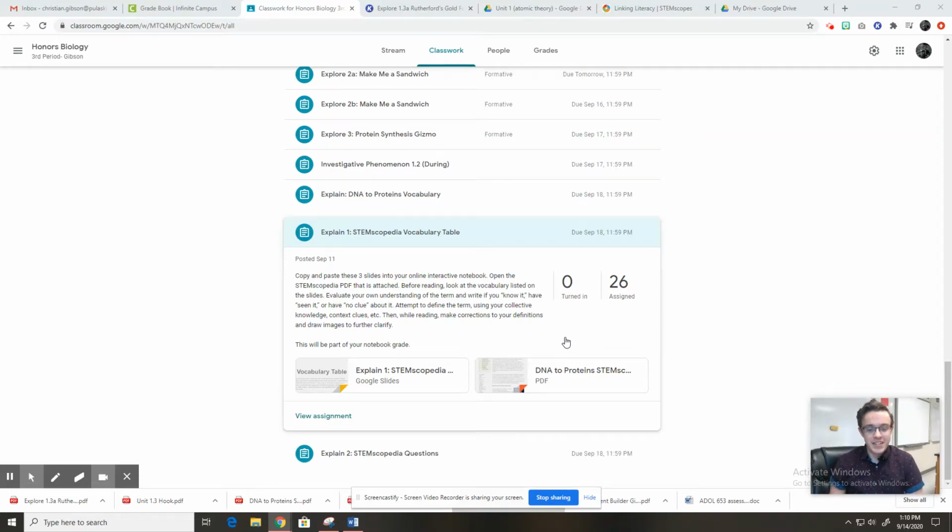So for today, you guys are doing the explain activities for the DNA to protein section of this unit. What this means is we are nearing the end of Unit 1. So you will have a test coming up before too terribly long. So make sure you get the full use out of these activities.